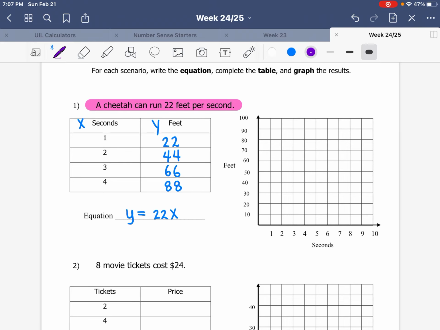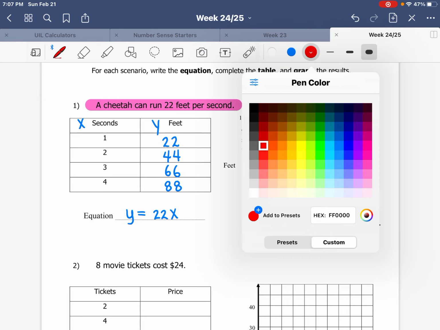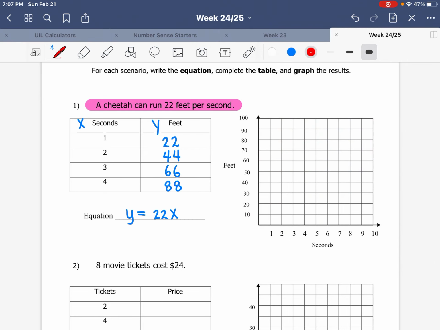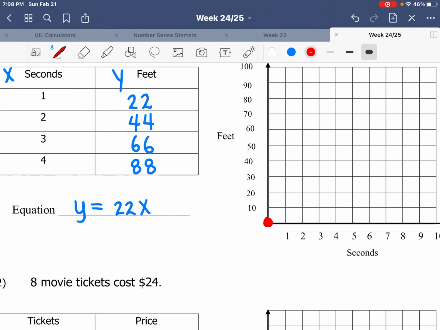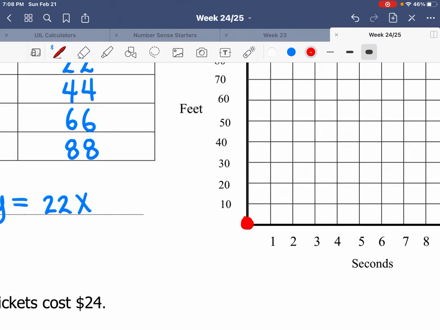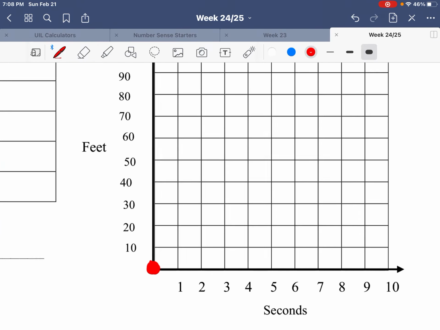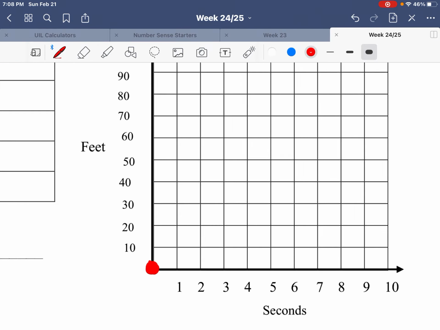And I'll remind you that if 0 seconds pass by, that cheetah will have run 0 feet. So we'll graph that on the graph even though it's not in our table. And then it's a little dicey here because our feet are going up by tens, whereas in the table they're going up by 22. So we're going to have to do a little guesswork on our graph. It won't be exact, won't be necessarily perfect.